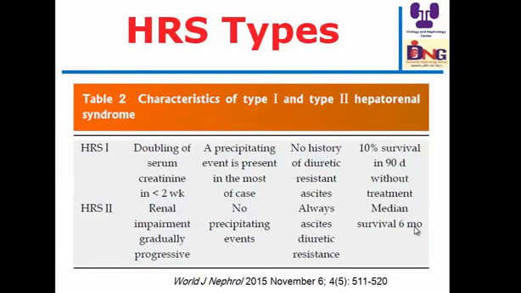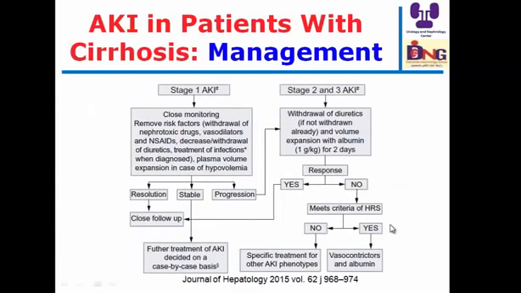We have two types of hepatorenal syndrome, and I think you can find in some literature 4 types or more, but the most important are type 1 and type 2. In type 1, there is a doubling of serum creatinine within 2 weeks, and in type 2, renal impairment gradually progresses. And there is a difference in the outcome. For hepatorenal syndrome type 1, the survival is 10% at 90 days, in 3 months, without treatment, without liver transplantation, and without supportive treatment. Median survival here is 6 months for type 2 hepatorenal syndrome.